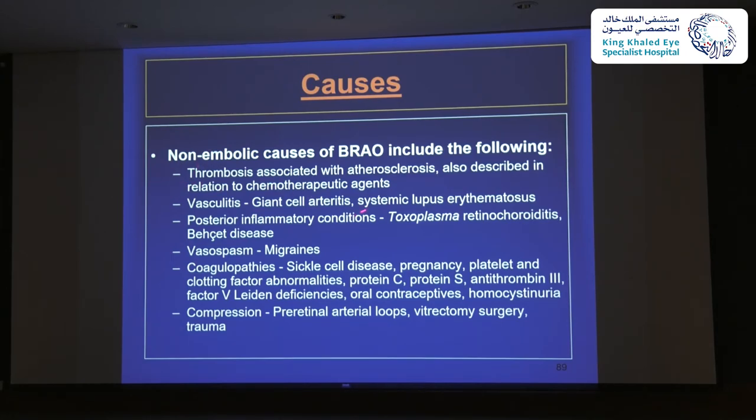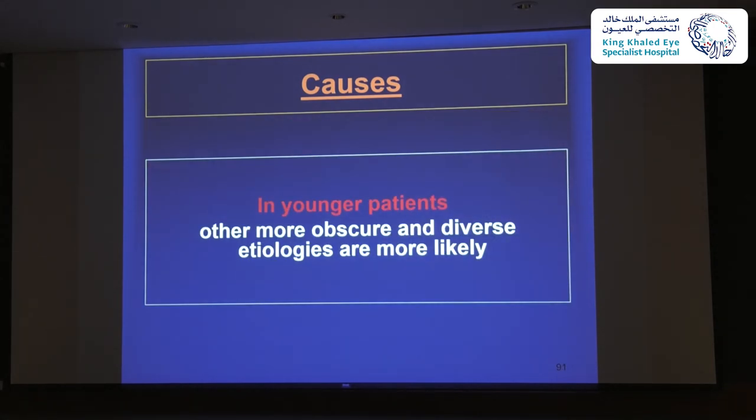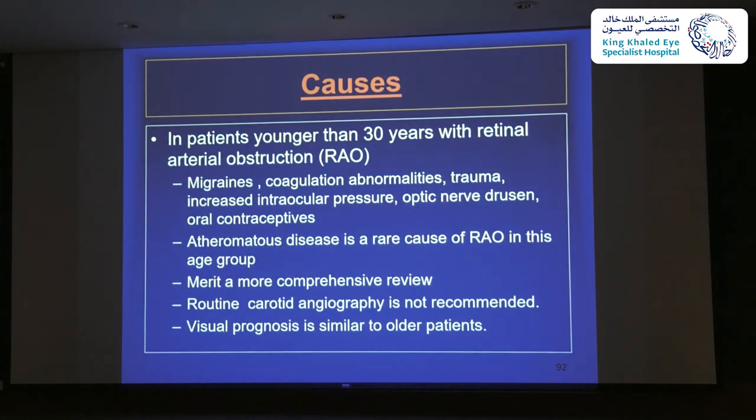Non-embolic causes include thrombosis associated with atherosclerosis, vasculitis, vascular inflammatory conditions like toxoplasmosis or Behcet disease, and vasospasm such as in migraine. Coagulopathies we will not go into because we already talked about them, and compression, as we said, like periarterial retinal loops, vitrectomy surgery, and trauma. Or we have idiopathic cases, where there is no reason. An example of that is Susac syndrome, which is a microangiopathy of the brain, retina, and cochlea, seen in young patients. So in younger patients, other more obscure and diverse etiologies are more likely.